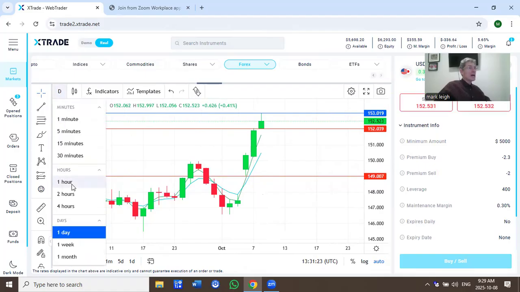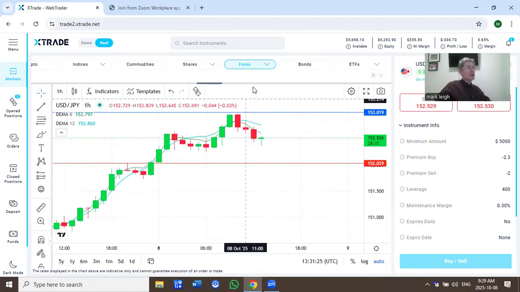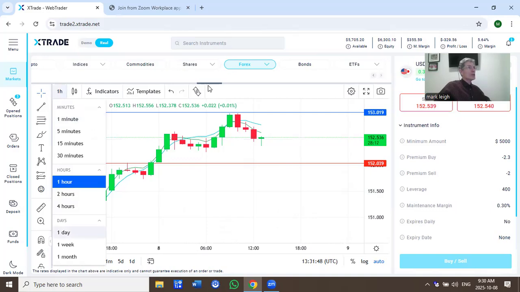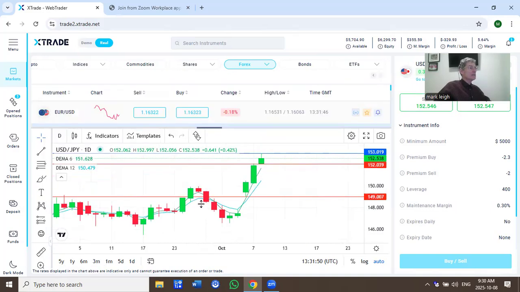Let's have a look at the hourly. There you can see the turnaround. There you see a double top, which is a signal for the turnaround, a strong reversal signal, and that has come down, now sitting at the 152.53 level, right in the middle of the range for now. Buyers will be looking back up at the 153, sellers looking down at the 152. US dollar against the Canadian.